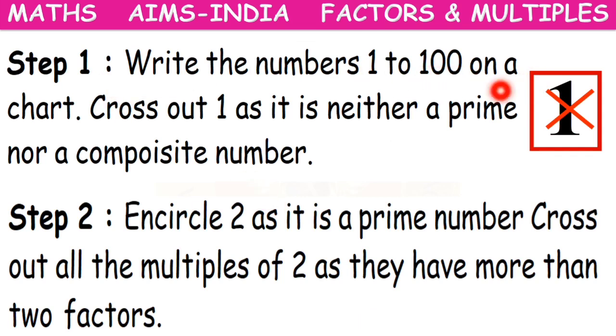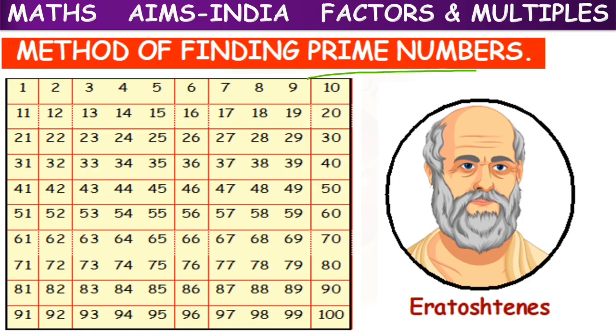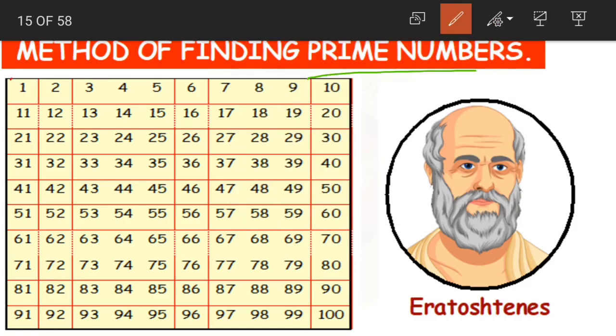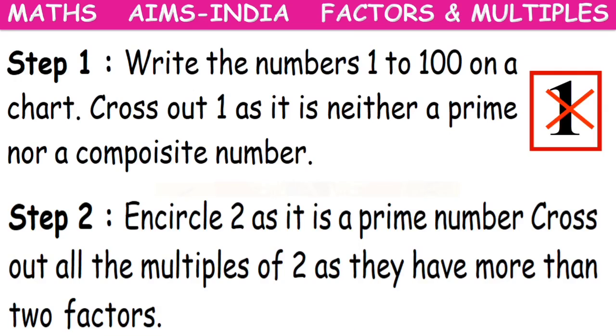Write the numbers 1 to 100 on a chart. Cross out 1 as it is neither a prime nor a composite number. So what did we do here? See, we wrote the numbers from 1 till 100, and what should we do? We should cross out the number 1. Why are we crossing out 1?